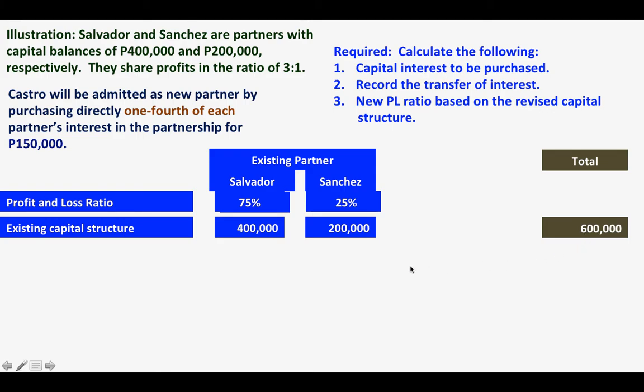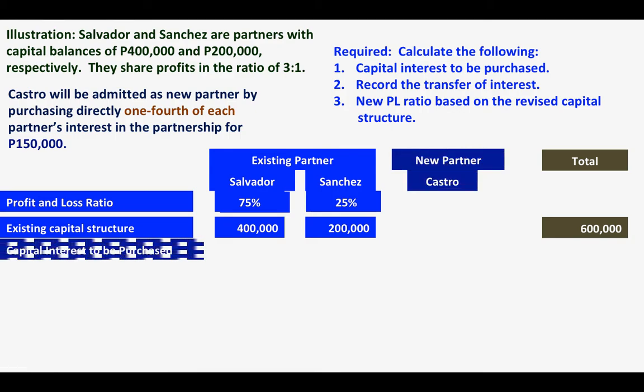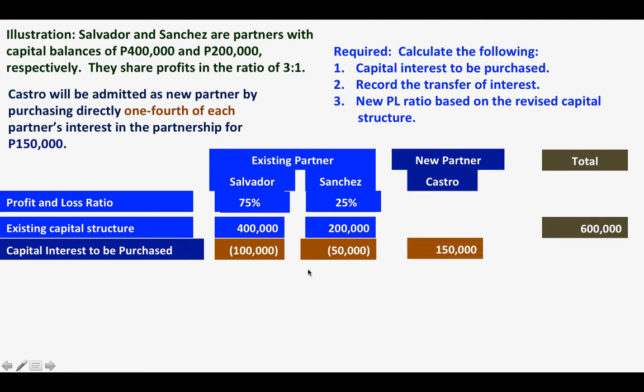Let us now admit Castro as the new partner. So we have here Castro, and the capital interest to be purchased by Castro is one-fourth of each partner. So one-fourth of 400,000 is 100,000. And one-fourth of 200,000 is 50,000. So that is the amount to be credited to Castro as the new partner. Because one-fourth, and the amount that he paid is exactly the amount of interest that was given to him.